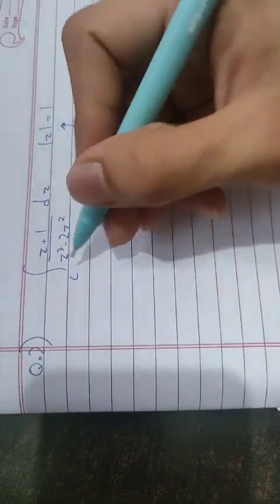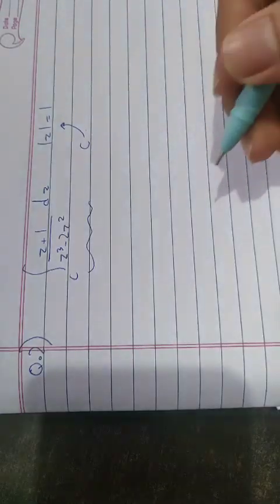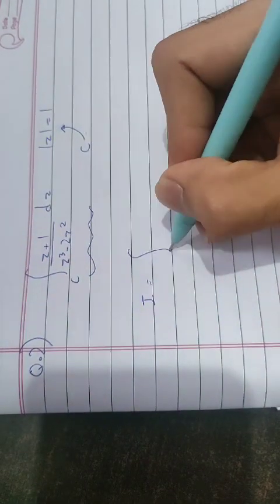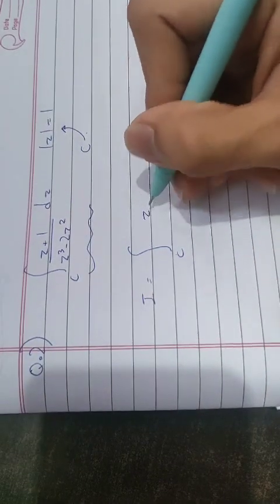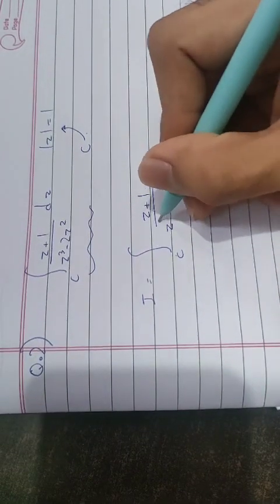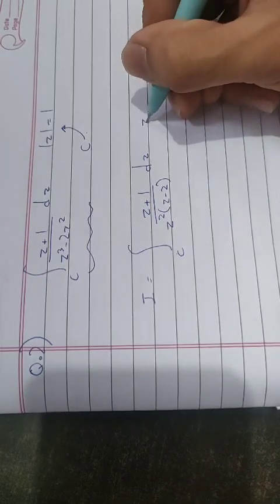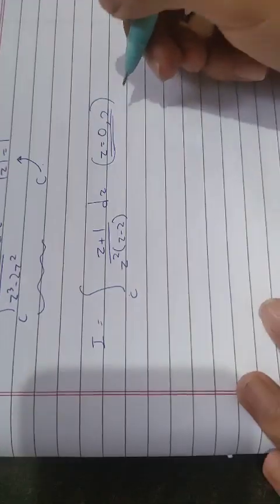Okay, so this is basically what we have to integrate over this curve, mod of z is equal to 1. So firstly, you could start by simplifying the denominator here, writing it in terms of the points at which it's not analytic. Okay, so you get z square common and z minus 2. So the points at which our function is not analytic are z equal to 0 and z equal to 2.